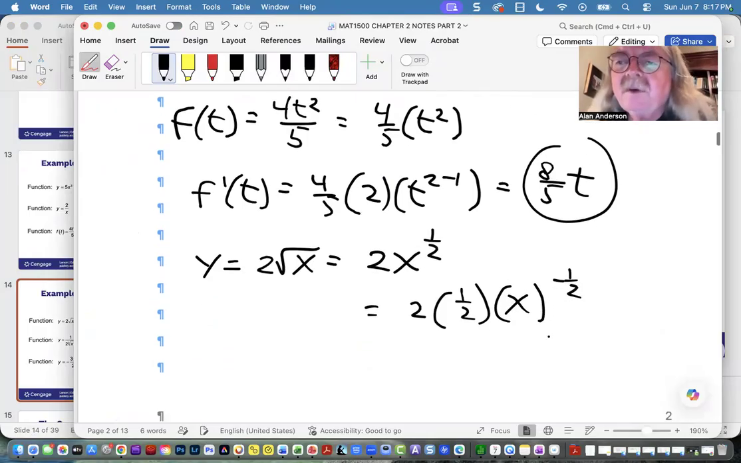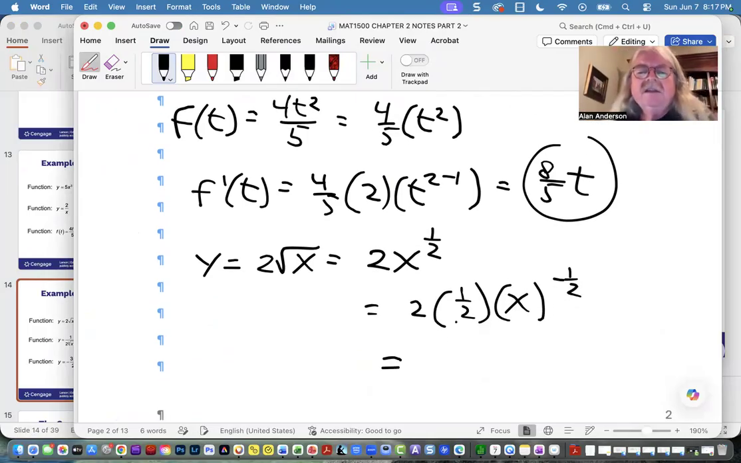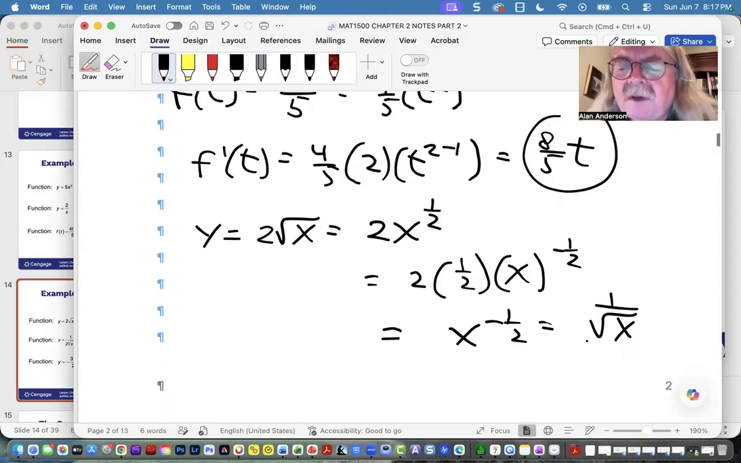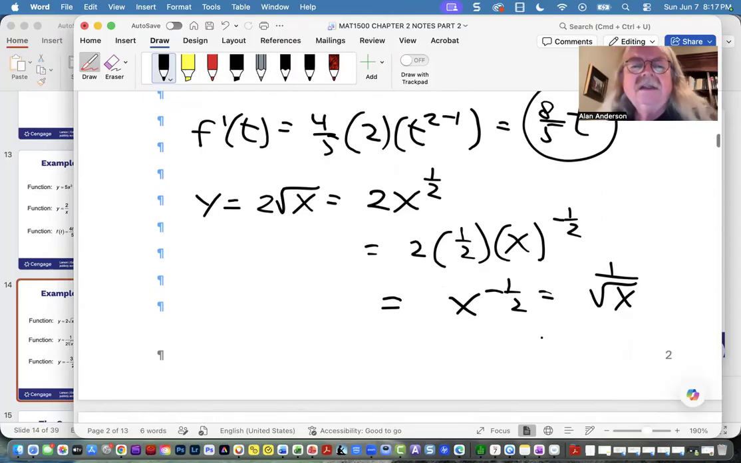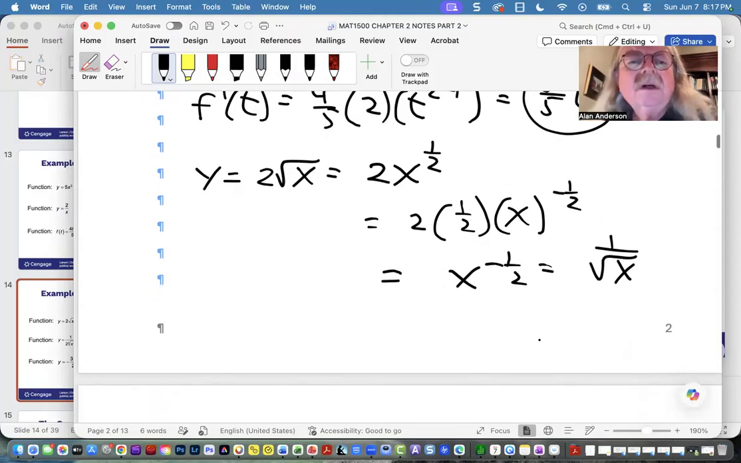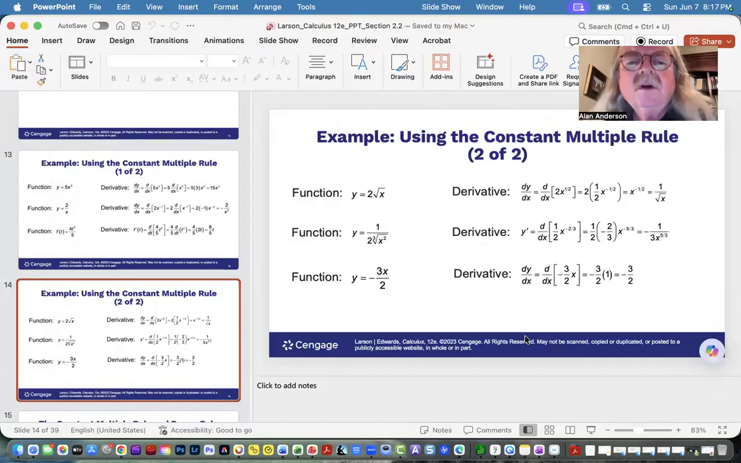So 1/2 minus 1, of course, is negative 1/2. The 2 and the 1/2 cancel each other out, and we end up here, which is the same thing as this. Although you certainly don't have to write it like that. You can leave it as x to the minus 1/2 if you want. What else do we have? 1 over 2. Now here's a tricky one.